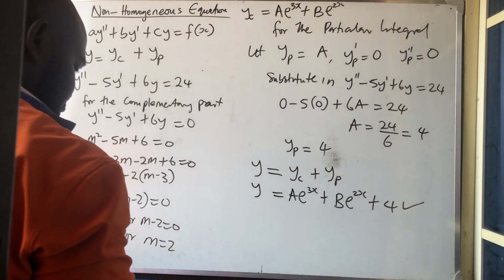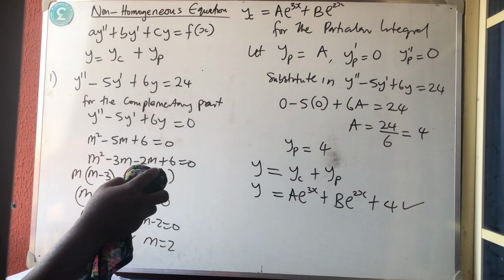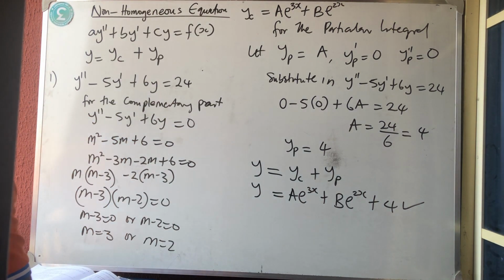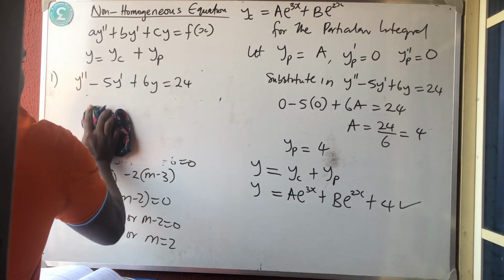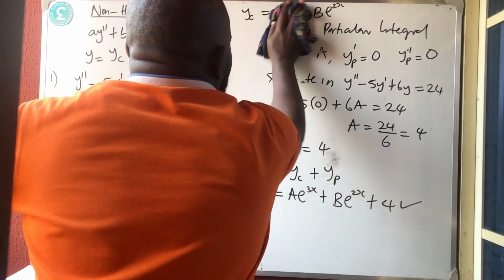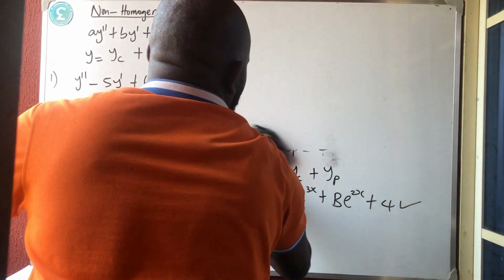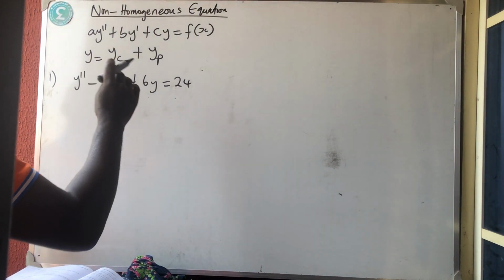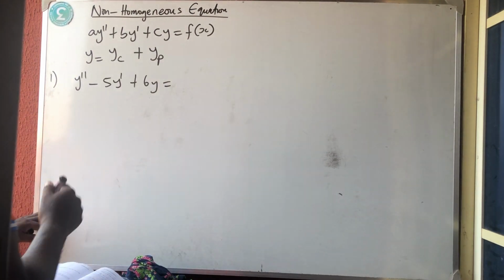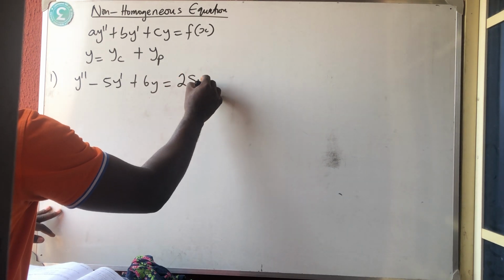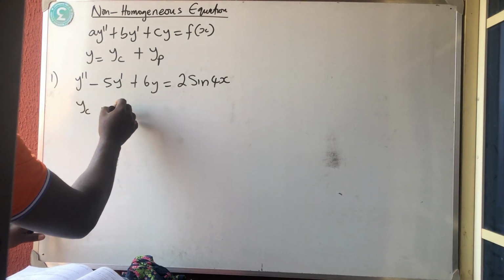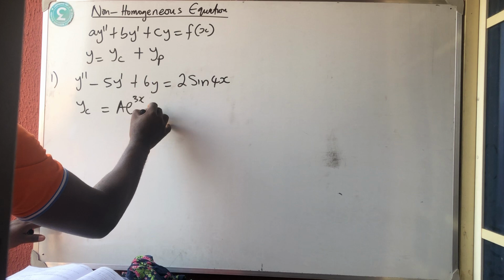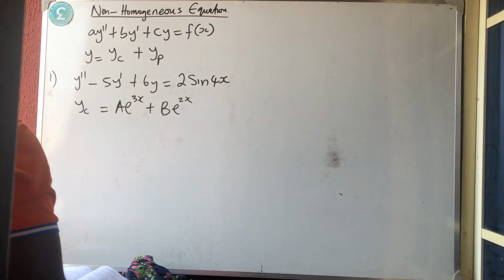Okay, so the next thing we are going to solve, number 2. Permit me to use this particular question, but I will not be changing the right hand side. For this one, the right hand side is 2 sine 4x. We know that our YC, we got it to be A e raised to the power 3x plus B e raised to the power 2x. So we are looking for our YP.